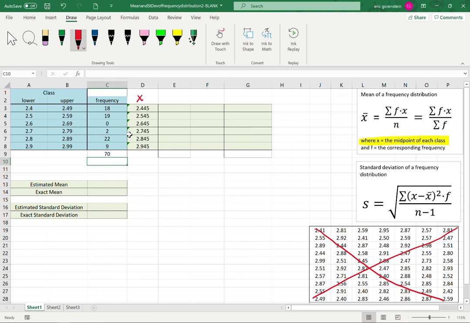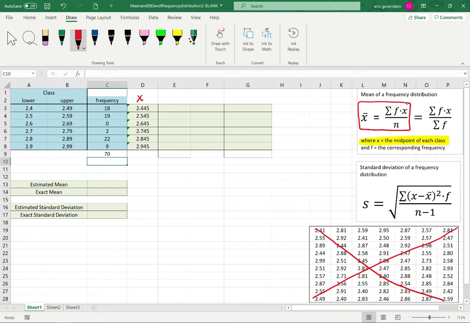So if you look over here on the right, I have the formula for the mean of a frequency distribution. And you see two different formulas, but it's actually the same formula because this n on the bottom is the same as the sum of the frequencies. That's what n is. All right, so I'm just going to focus on the one on the left, but it doesn't really make any difference because they're the same formula.